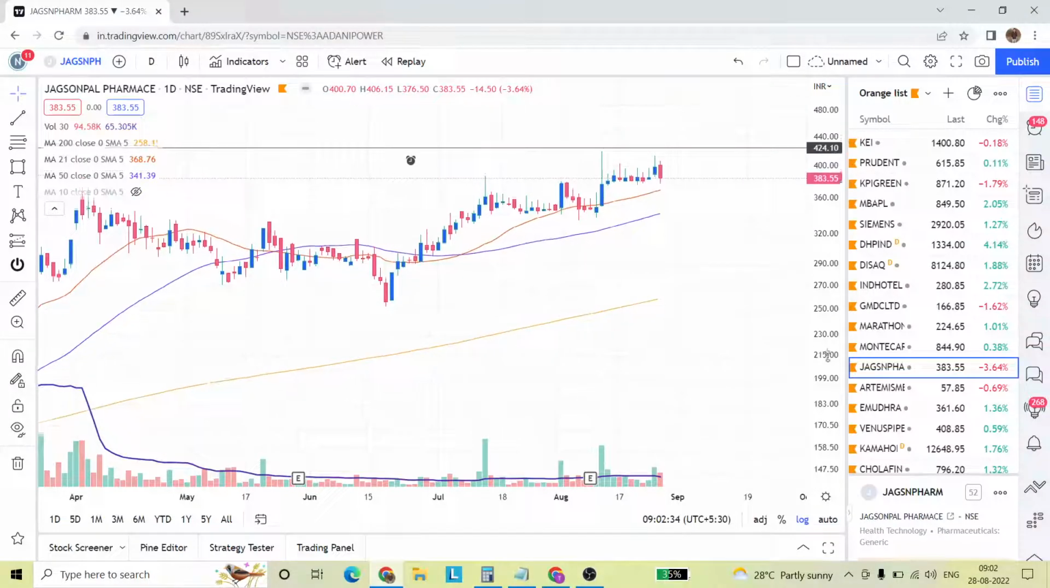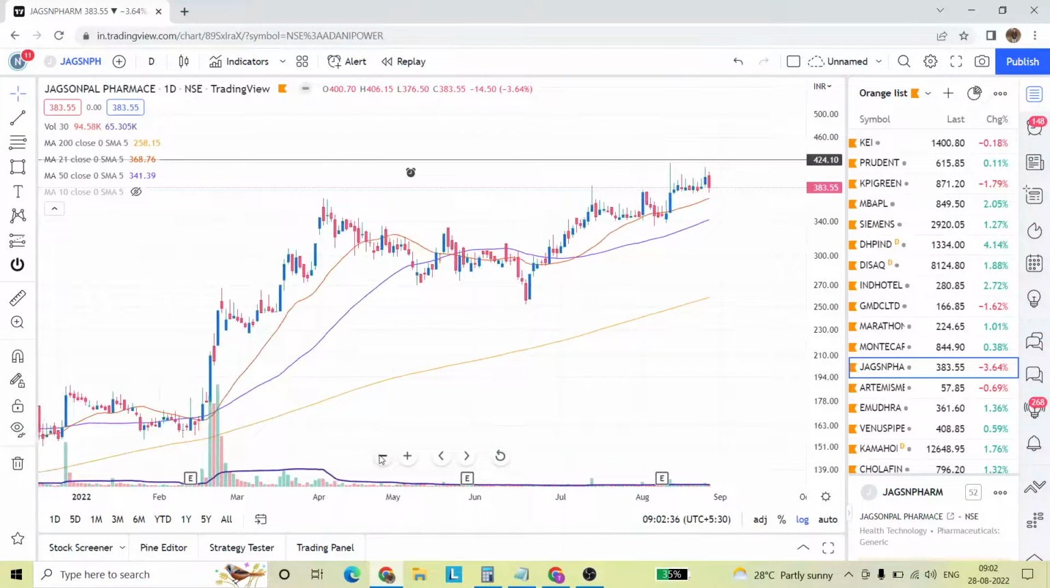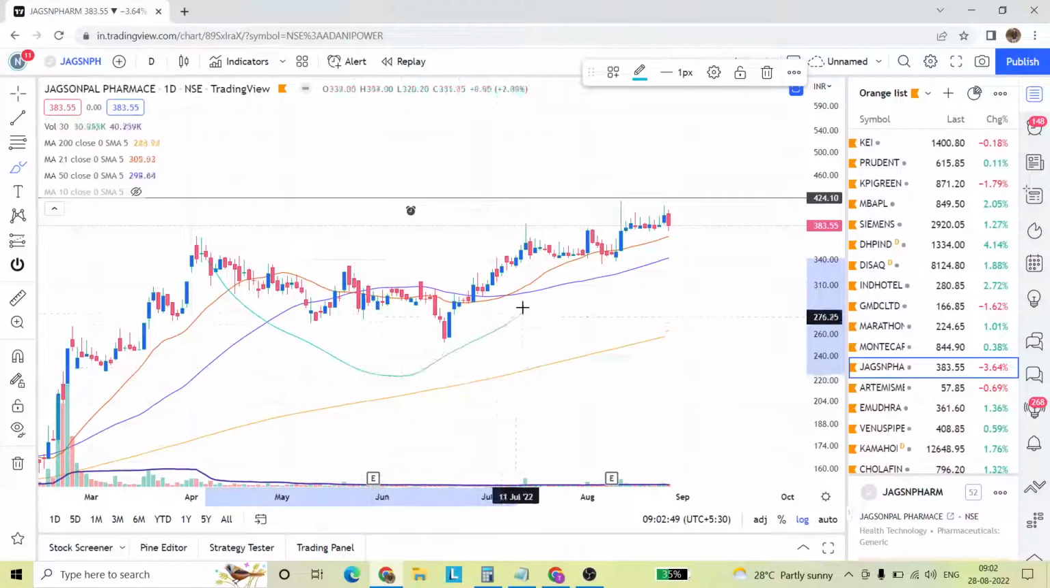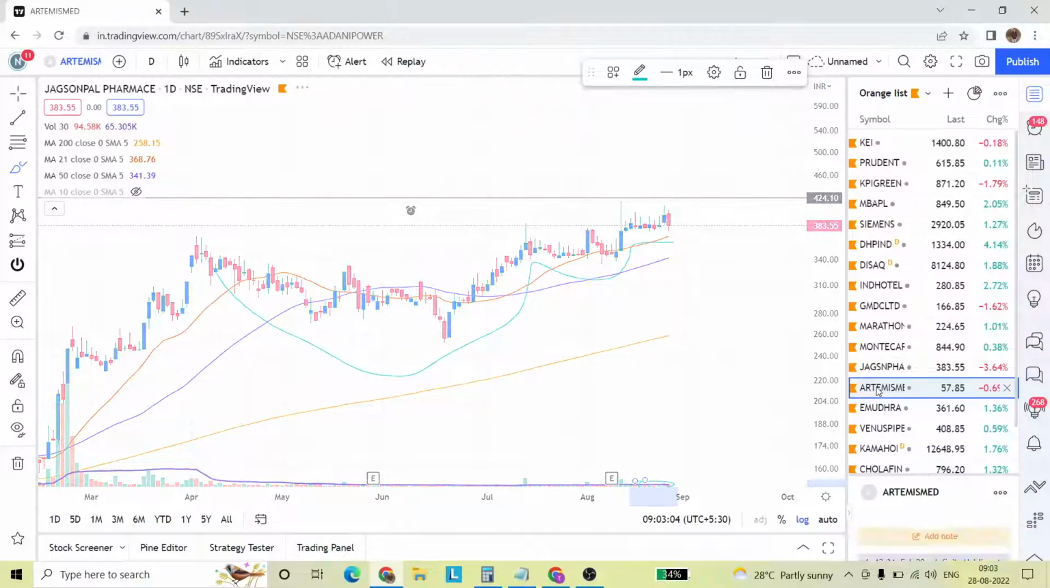Now this is Jagsonpal Pharma. This is really good, guys. This is a pretty looking base. So this is the first contraction, second contraction, third contraction. And I don't see any large volume, so volume is very low, so no supply here. So when it breaks out we'll try to enter. That's good.